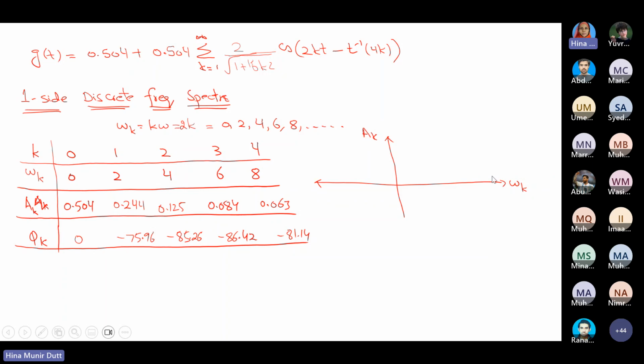At 0, Ck is 0.504. At 2, the value is 0.244, which lies between this line and this line. This is simply a graph of amplitude against the angular frequency, Ck against omega k. This is 4, and this is the half of it.